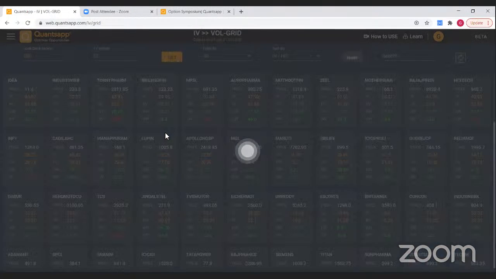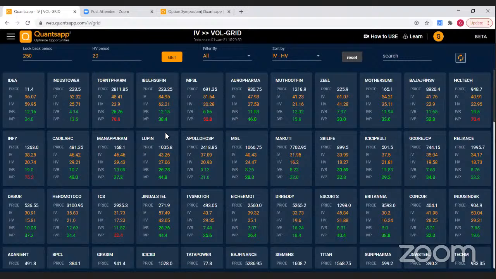The question was, do you have any IV rank model to know which option future has the highest IV in all stocks? So if I talk about the volatility grid, you can actually see the volatility of all the FNO stocks. If you want to see the HV volatility, IVR and IVP, this is the place where you can see volatility for all.